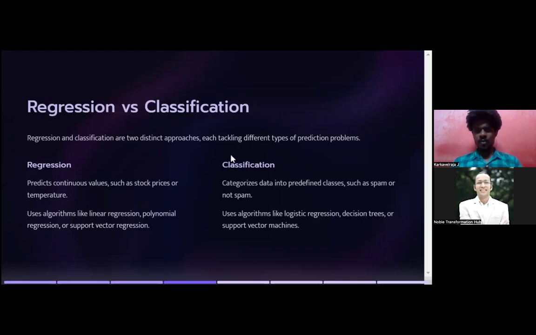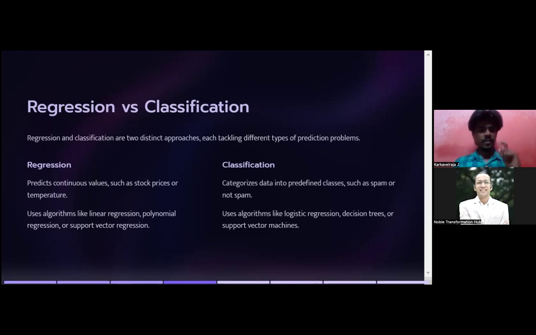So moving on, guys. Now we're going to see the difference, since we have already seen what regression is and what classification is. Now you can get a better understanding. Regression and classification are two distinct approaches, each tackling different types of prediction problems. Make sure you understand the definitions of regression and classification, both of which come under supervised learning. Now let's see the difference.